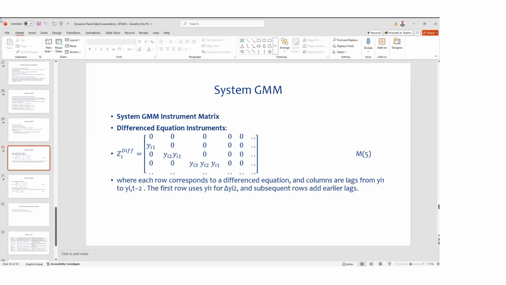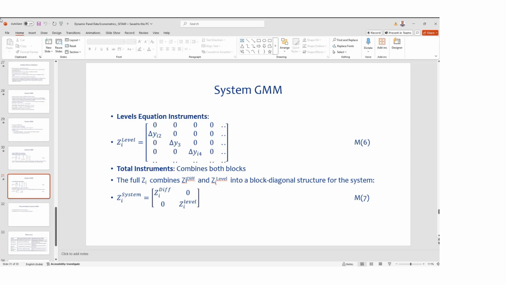This is the difference, yi1, nothing but yi1 minus yi2, right? This is the differences. And what is this delta yi2? This is for the level equation. You are adding the difference. Total instruments will be a combination of these two. It is coming as a system of both the equations, and you are clubbing everything to come up with a new instrumental variable. This instrumental variable adds more instruments, but at the same time, it adds more explanatory power also.